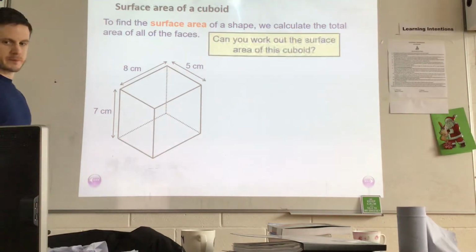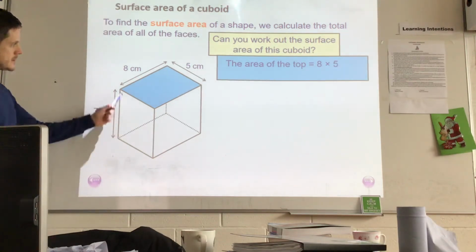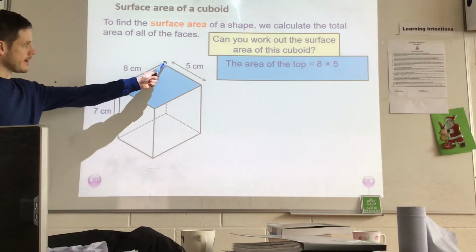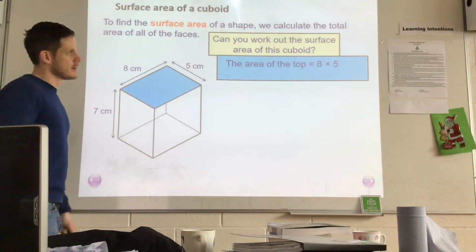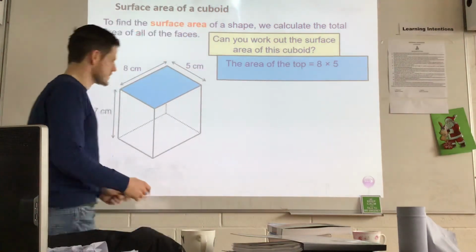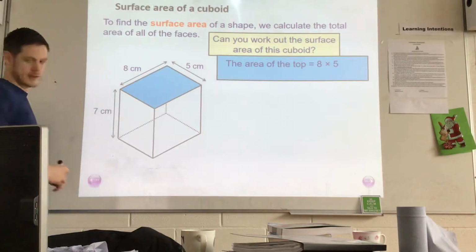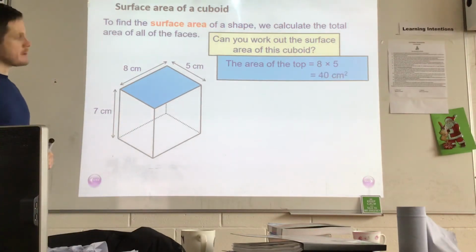We're going to pick the top. If you look there, the top in blue. So it's 8 there, it's 5 there. So to work out the area of the top, I do 8 by 5. Make sense? So top's the area in blue, 8 there, 5 there. So I do 8 by 5, which is 40 centimeters squared.